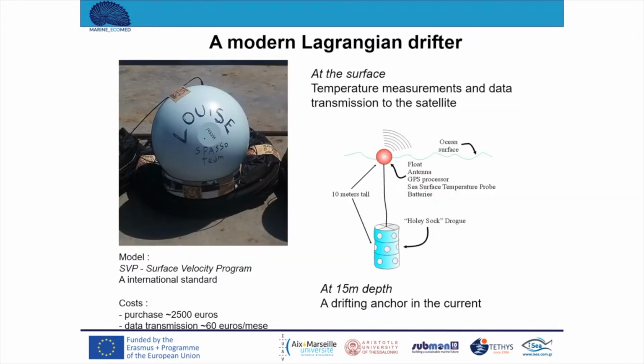A modern Lagrangian drifter is a little bit more complex, naturally. At the surface there is a buoy with a sensor for temperature and a system to transmit the data to a satellite. And at 50-meter depth, there is a drifting anchor that obliges the drifter to follow the current at 50-meter depth. That is an international standard. This kind of instrument is named SVP buoy, from Surface Velocity Program, an international standard.